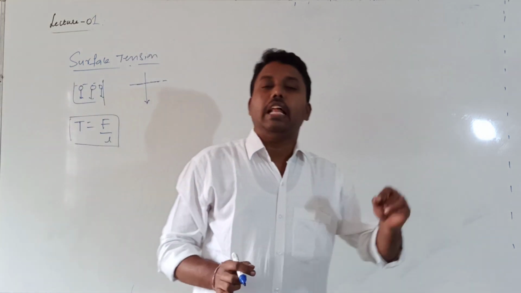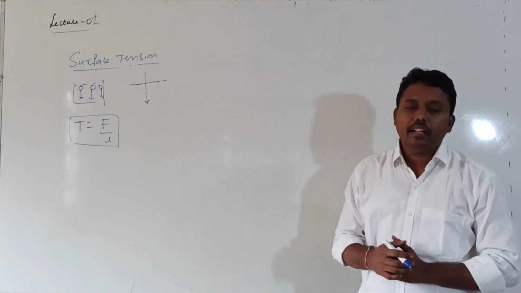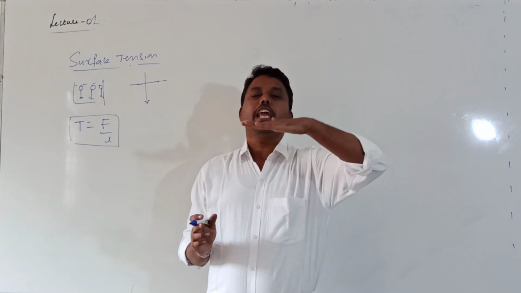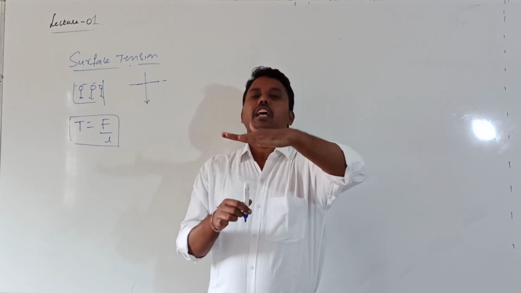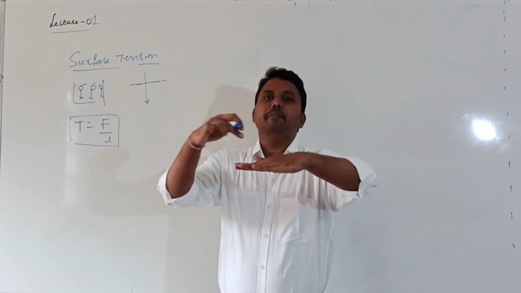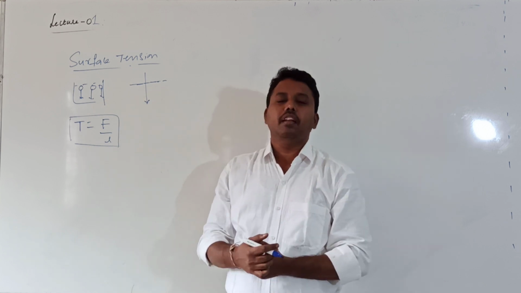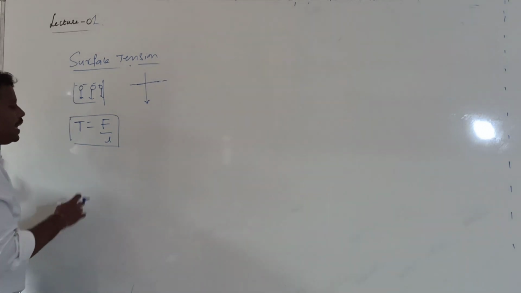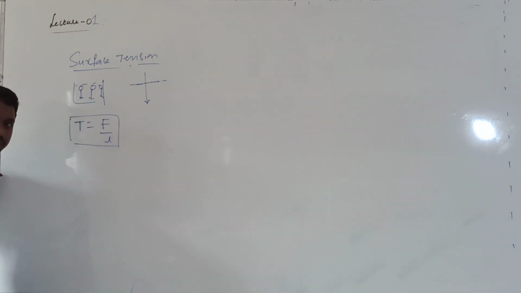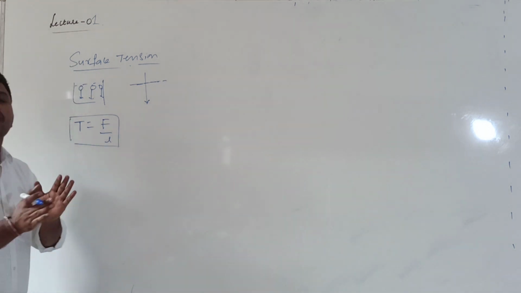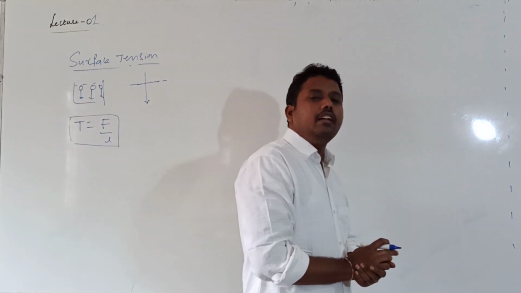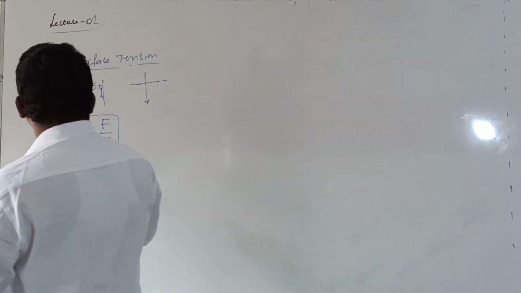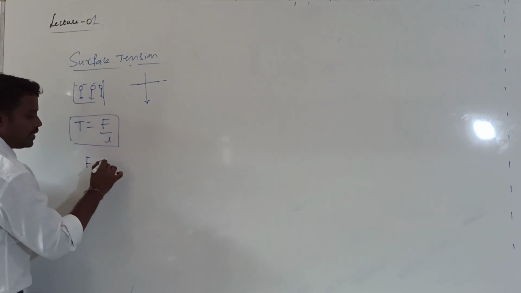But remember, that force is acting on the free surface of the liquid. That force is acting normally, perpendicular, on an imaginary line. If you draw an imaginary line, for that imaginary line, that force will be normal. So how much force acting per unit length? That is called surface tension. T value will be equal to F by L. This surface tension is a molecular phenomenon, exhibited because of molecular forces.